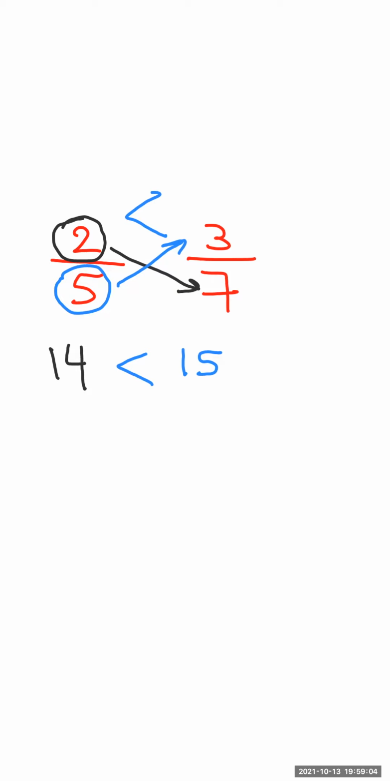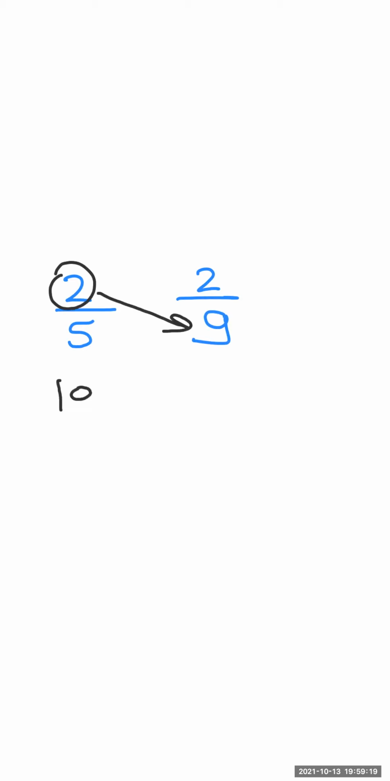Okay, great. So always, whenever you see two fractions and you want to compare between them, like 2 over 5 and 2 over 9, simply 2 times 9 is 18. Then 5 times 2 means 10. That's it. So 18 is greater. So 2 over 5 is greater. That's it. Okay?